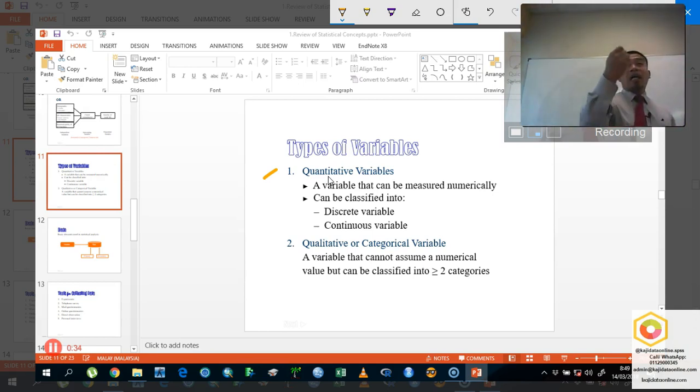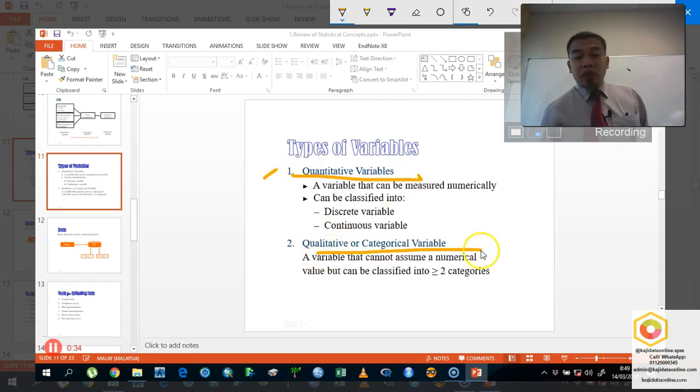For example, the gender I mentioned just now, male and female. In SPSS or any analytical software, sometimes we need to define one as male and two as female. Why? Because we want to give attributes so that the computer knows one is male and two is female, because the computer cannot compute words. Do you understand? Therefore, you need to understand quantitative variables and qualitative variables.